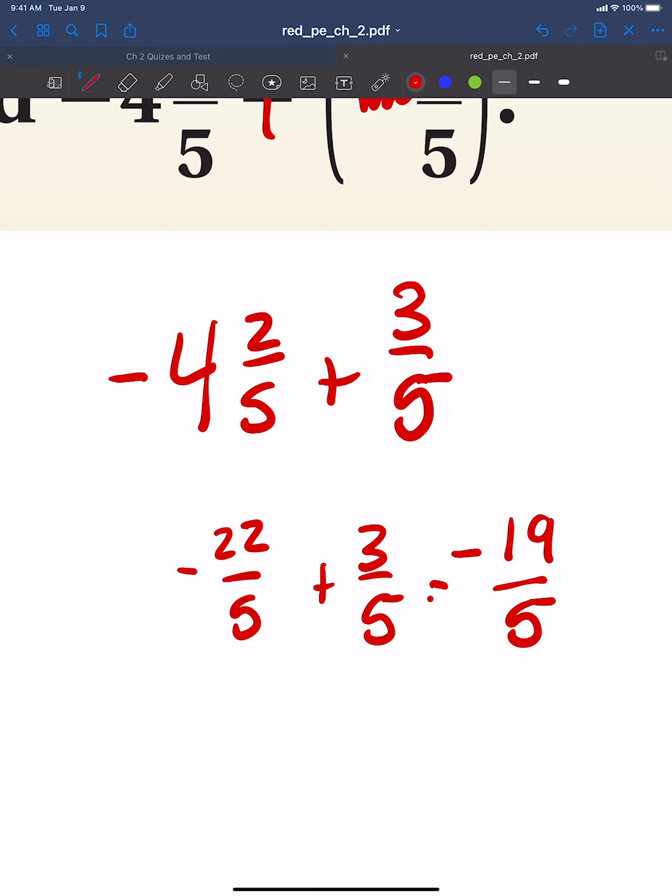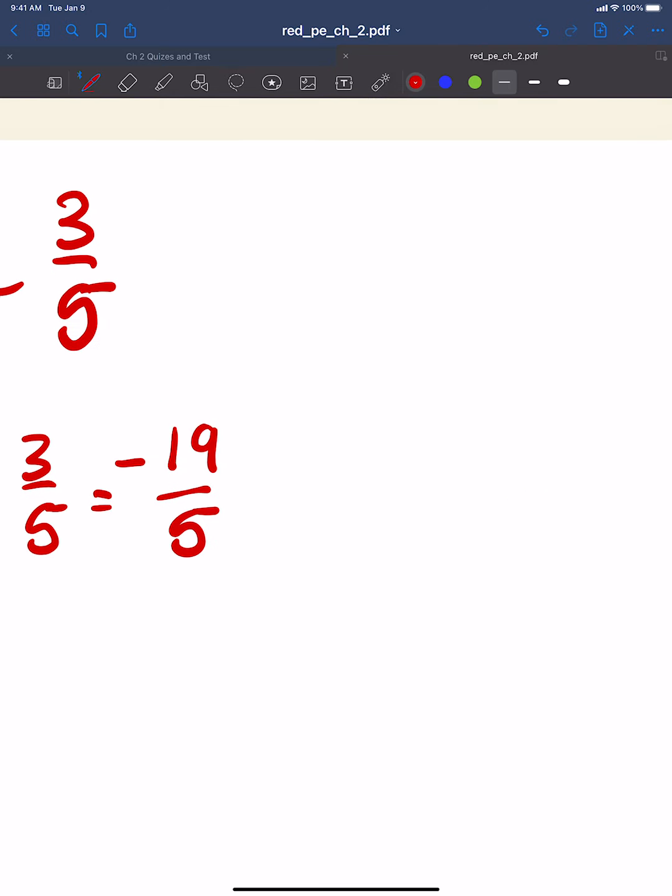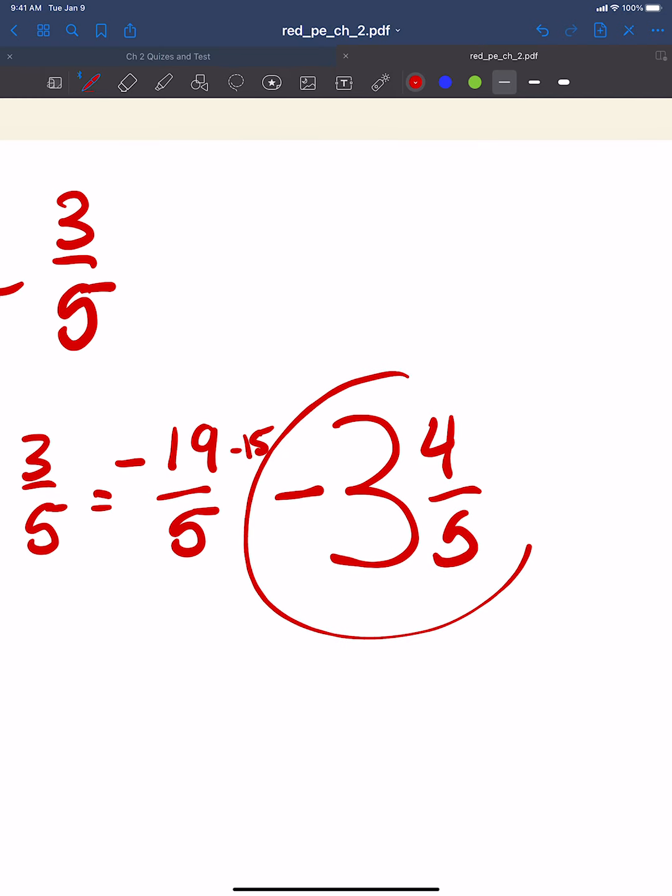So we're not done though. How many 5s can come out of 19? 3 of them, that'd be 15, with 4 left over, so 4/5. What can I not forget? The negative. Yeah, I gotta keep my negative, right?